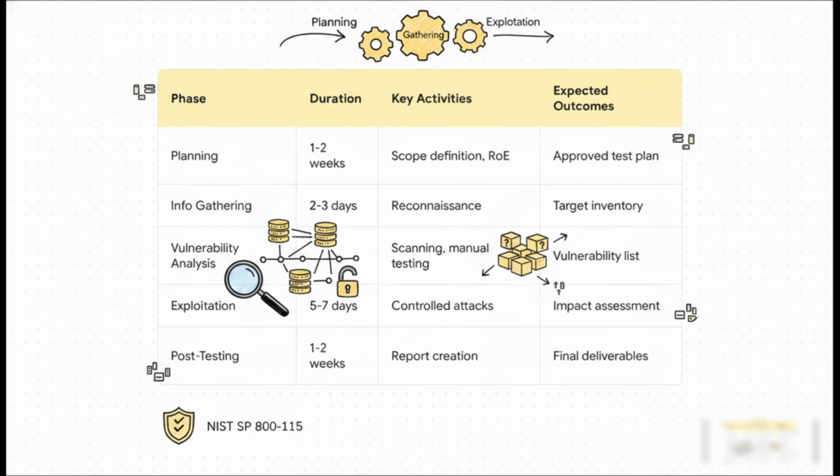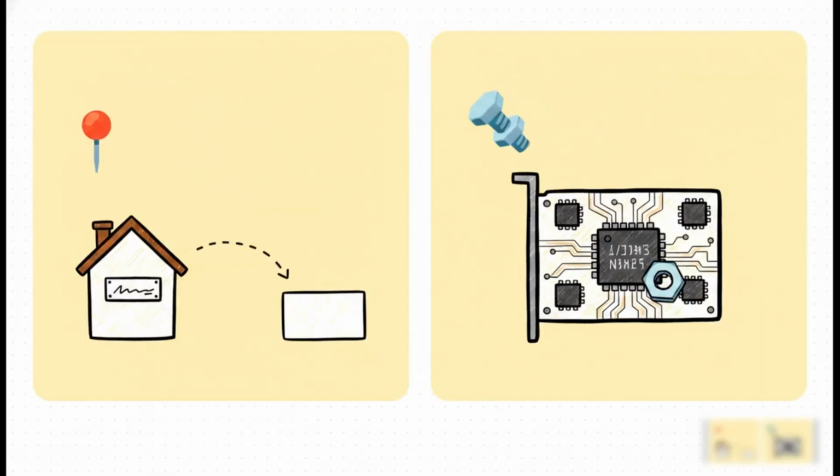The goal here is to build a complete list of every single server, every device, every potential way in that the organization has exposed to the world. During this phase, testers are basically hunting for digital addresses. And there are 2 main types you need to know.